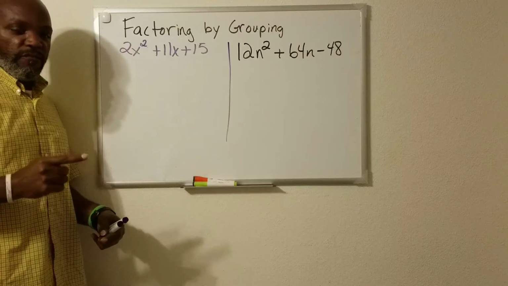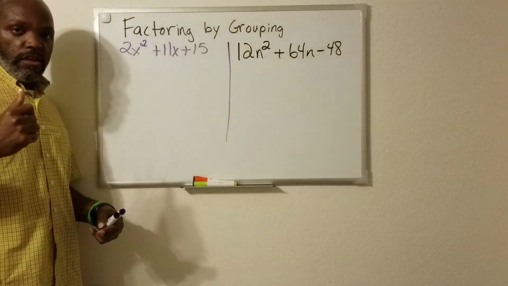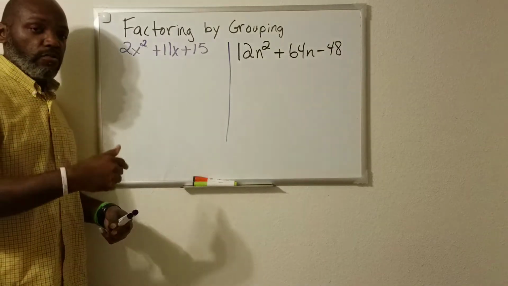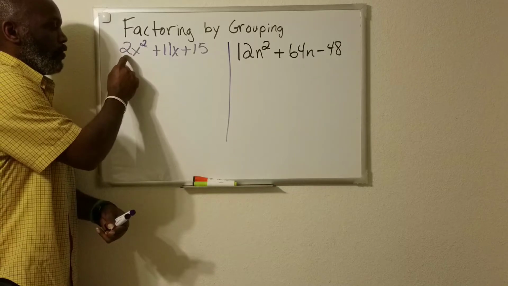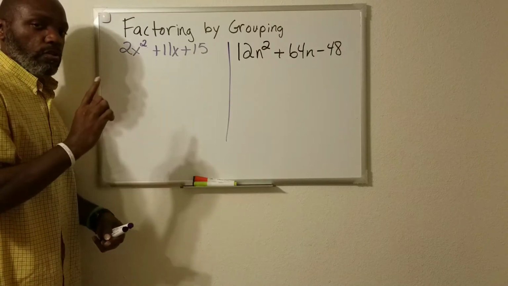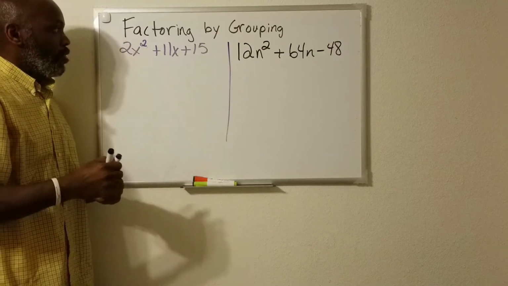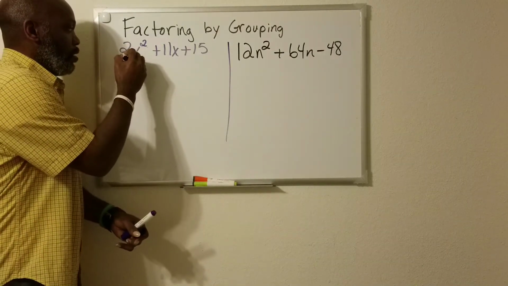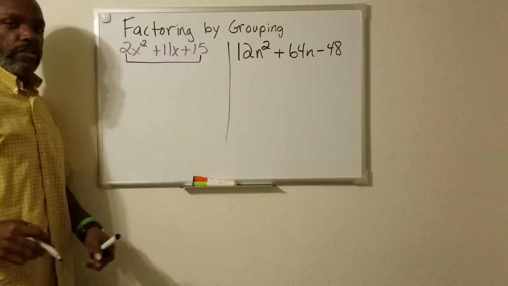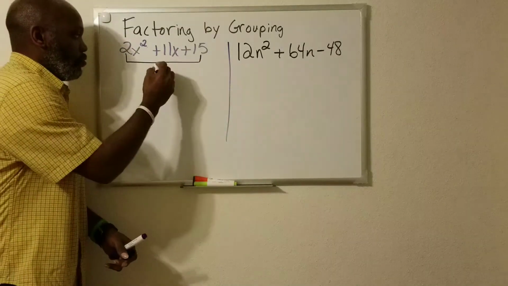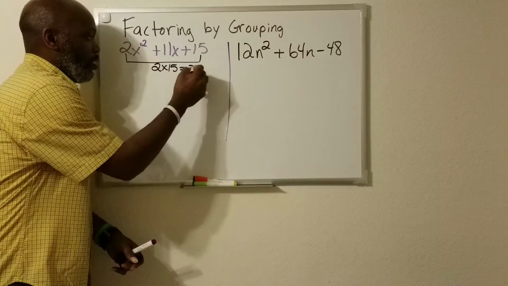We're going to be talking about factoring by grouping. In the previous video, we talked about factoring a trinomial when the first coefficient is 1. Now, as you can see, this is a 2 and it's not a 1. So the way we work this problem is we multiply 2 times 15. 2 times 15 gives us 30.